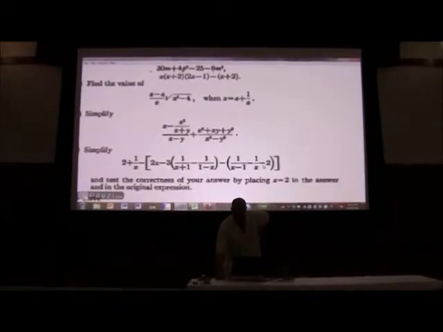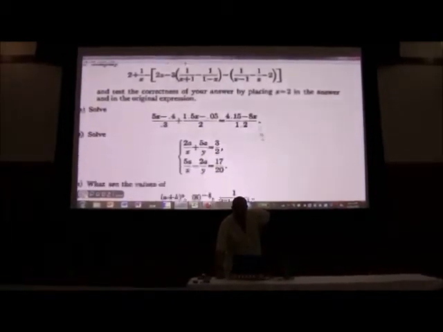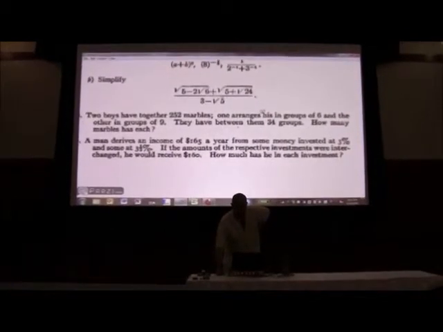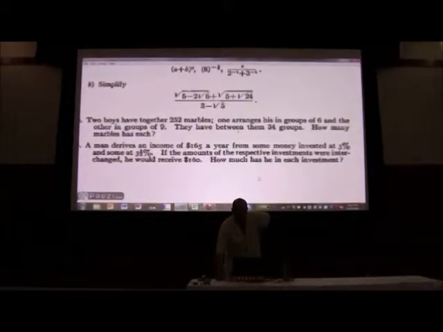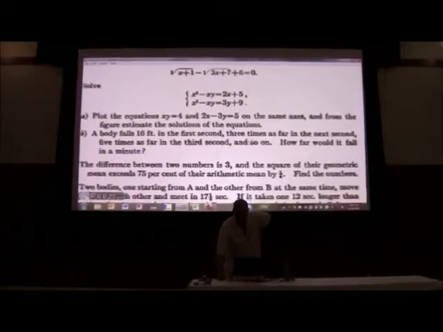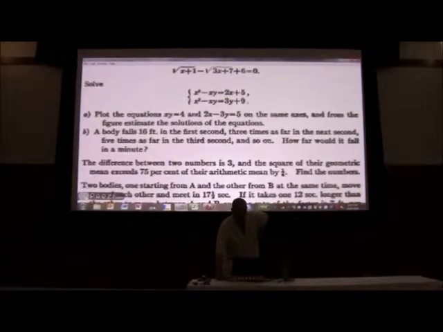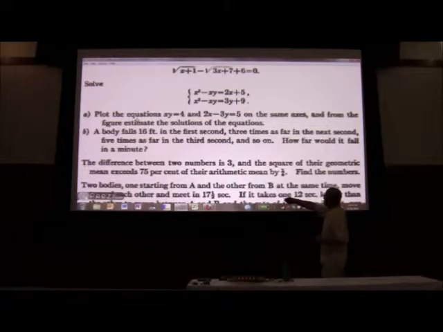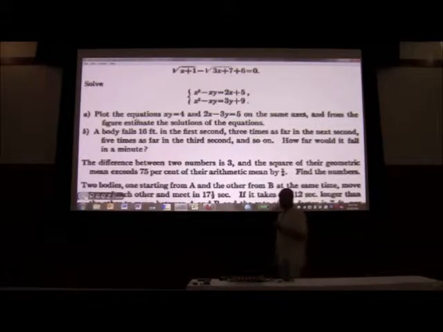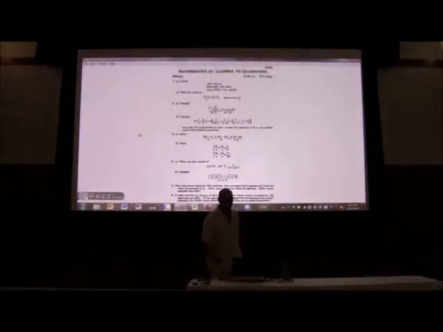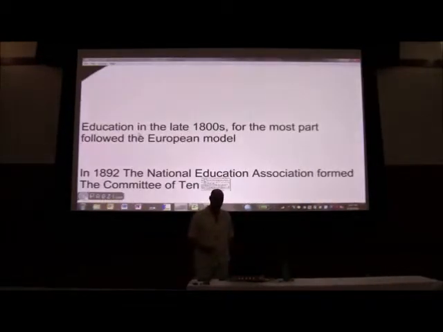This is the second test. 8 to the negative 2/3. Here's the third test. There's one question that I find quite interesting. They did graph equations. Look at this 4a. Plot the equation xy equals 4 and 2x minus 3y equals 5, and on the same axes, and from the figure, estimate the solutions of the equations. Actually, quite a progressive question, I think, for 1892. This actually happens to be 1916. So that gives you an idea, a second glimpse of what the curriculum was like at that time.